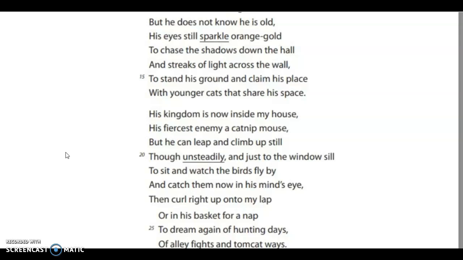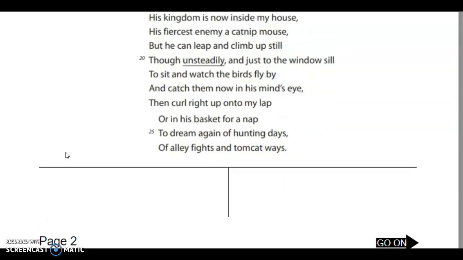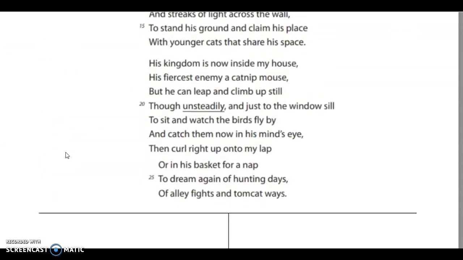But he can leap and climb up still, though unsteadily, and just to the window sill, to sit and watch the birds fly by and catch them now in his mind's eye. Then curl right up into my lap or his blanket for a nap, to dream again of hunting days, of alley fights and tomcat ways.